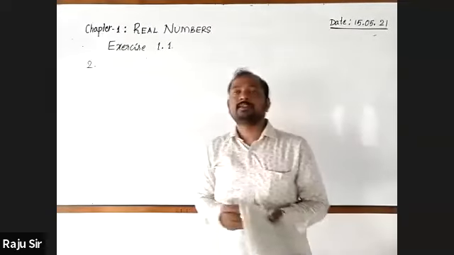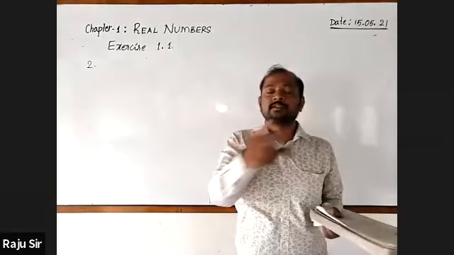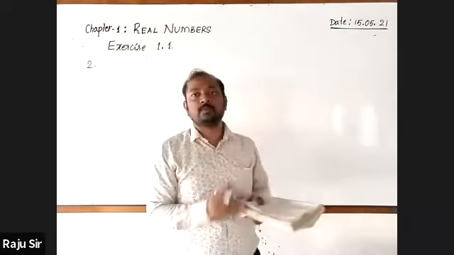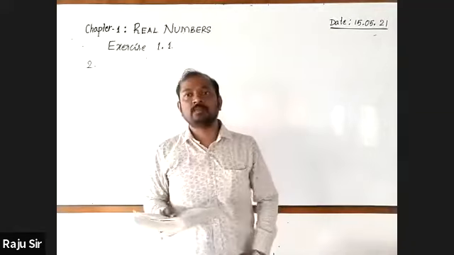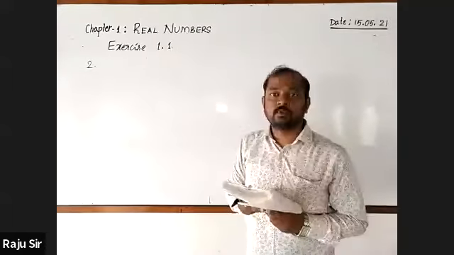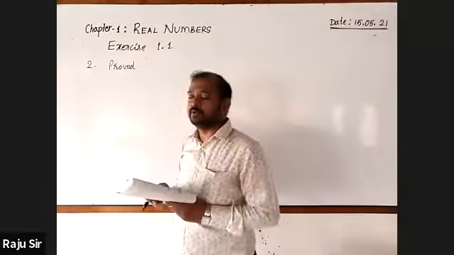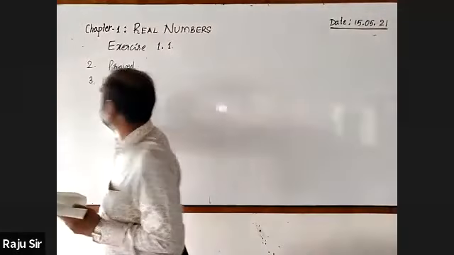Show that any positive odd integer is of the form 6q plus 1, 6q plus 3, or 6q plus 5. Have you not solved this one? We have already proved the statement. Yes sir, it was an example we solved. Solved is solved, or else prove it. Now, the third one.